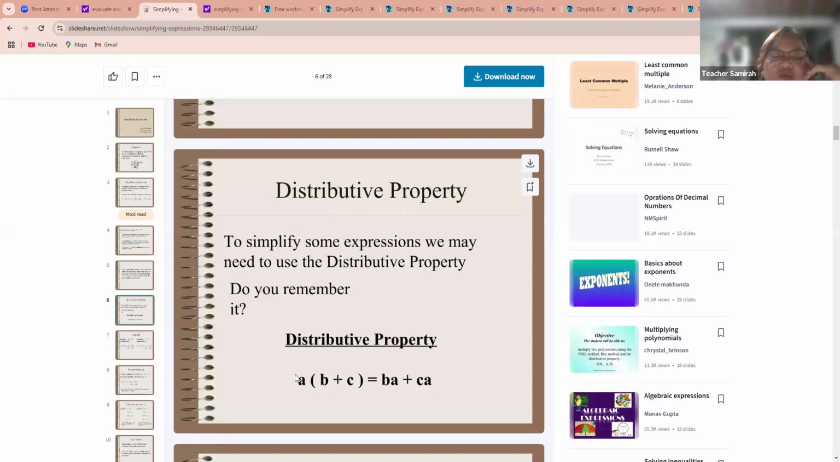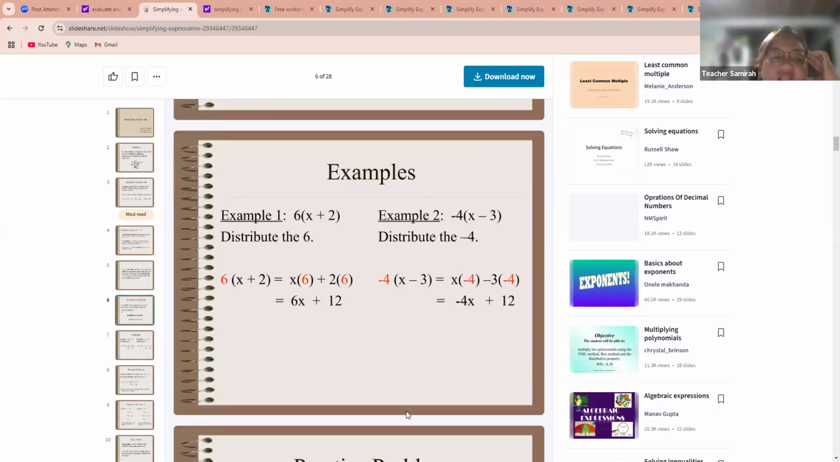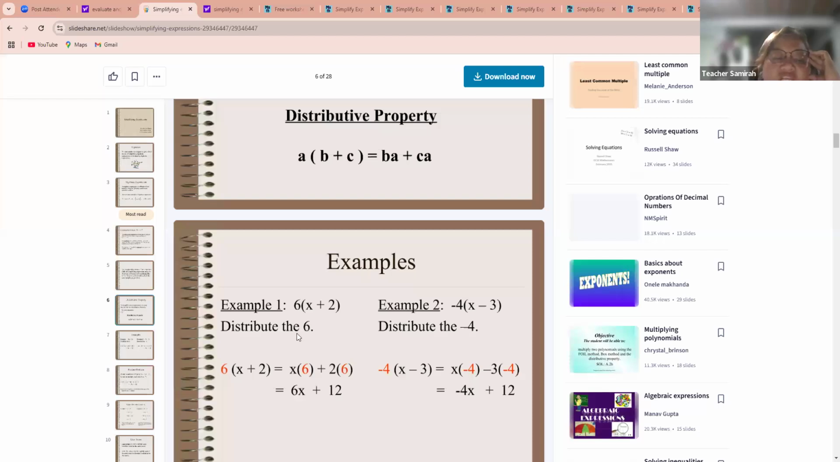So with the distributive property, the term outside should be multiplied to each term inside the parentheses. A times B would give us AB or BA. Copy the sign since both of them are positive. Plus, and then A times C would give us AC or CA. What are the examples? Look at this. So these are the examples.